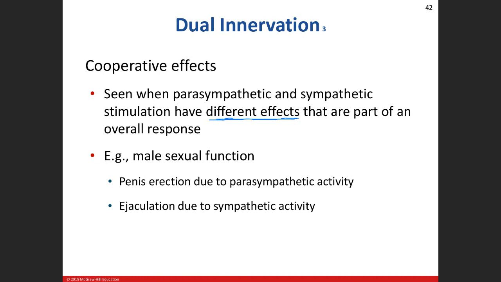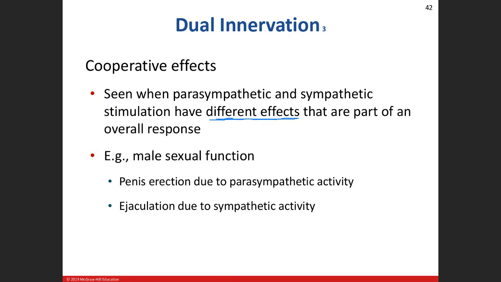When we were talking about male sexual function in medical school, about sustaining an erection and then having an ejaculation, we called it point and shoot. Point, meaning the parasympathetic nervous system is going to stimulate and sustain an erection for the male. Shoot is the sympathetic nervous system, which is going to actually achieve ejaculation. Both are needed for sexual intercourse.